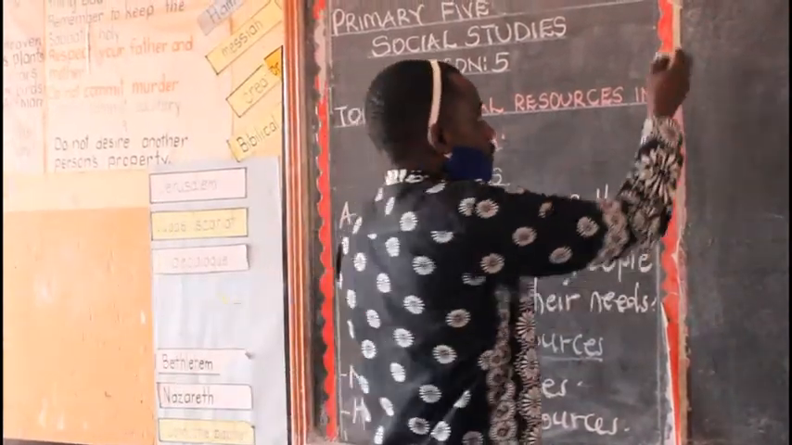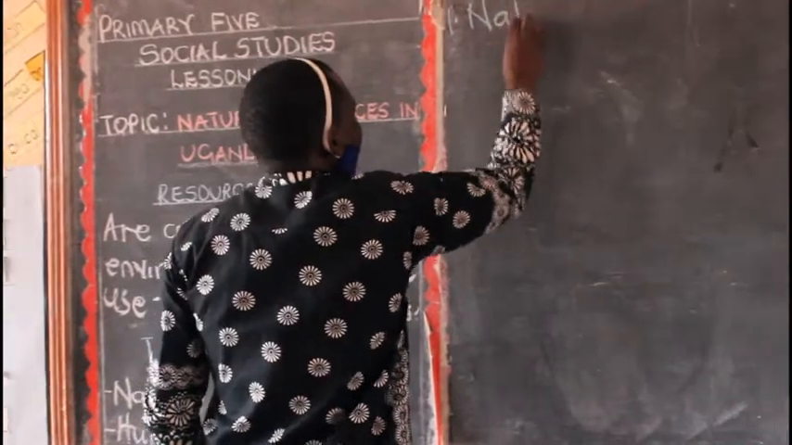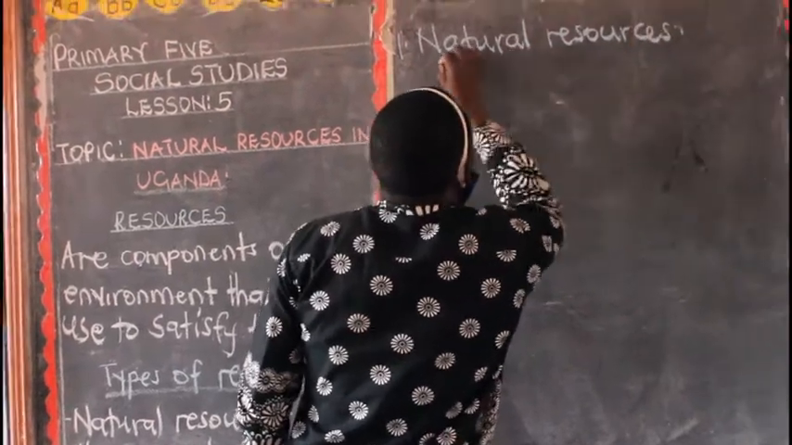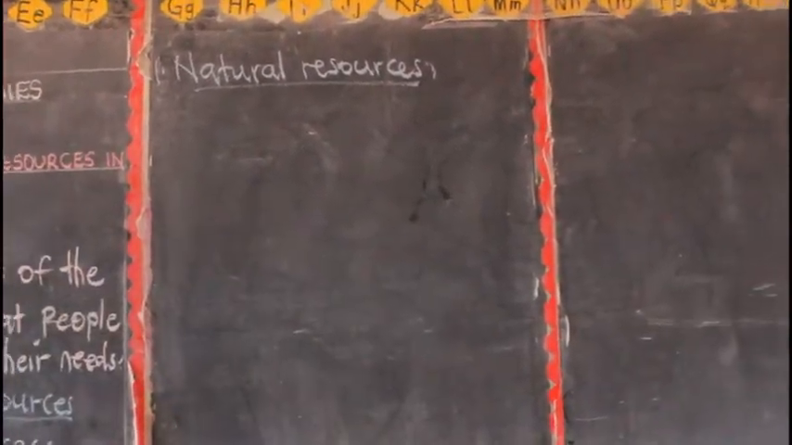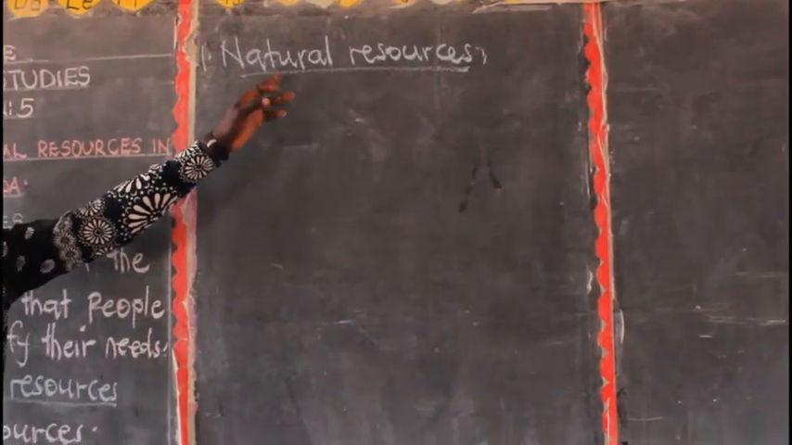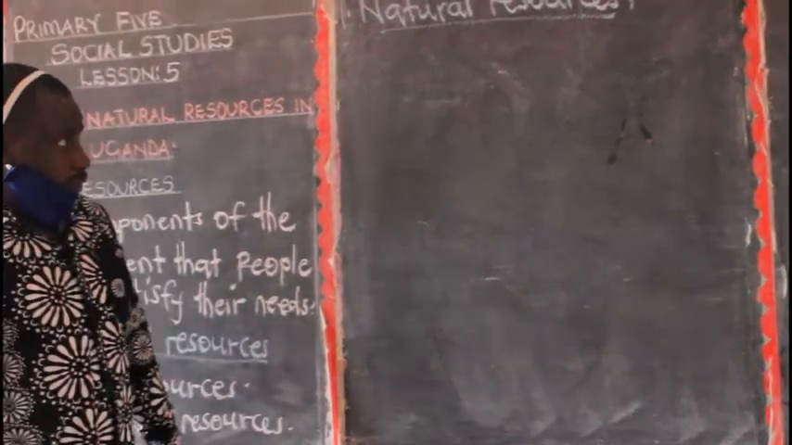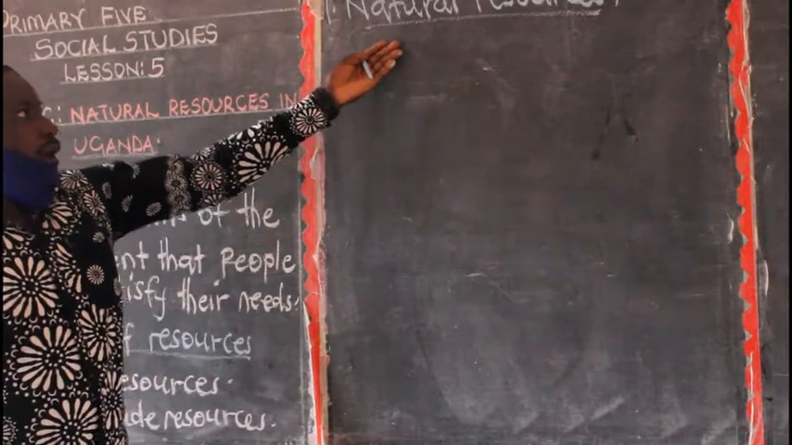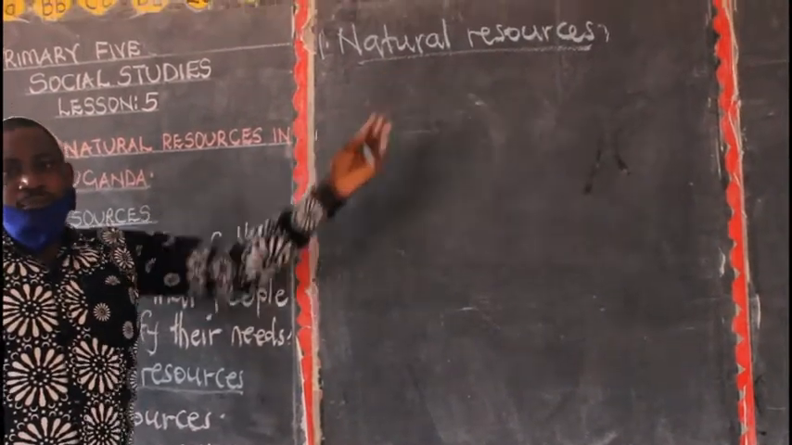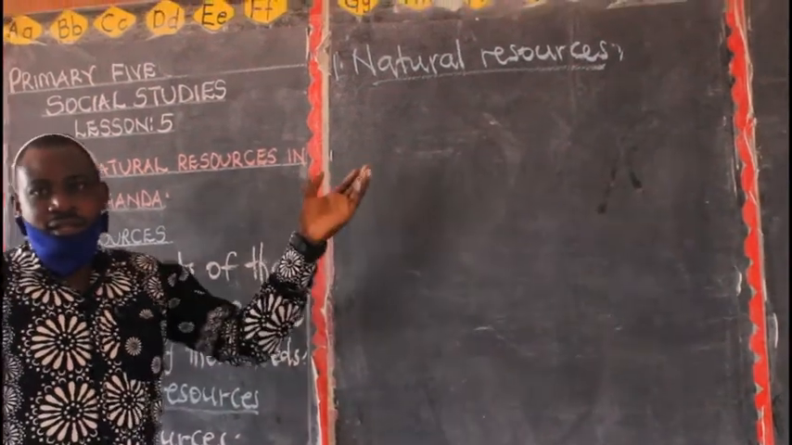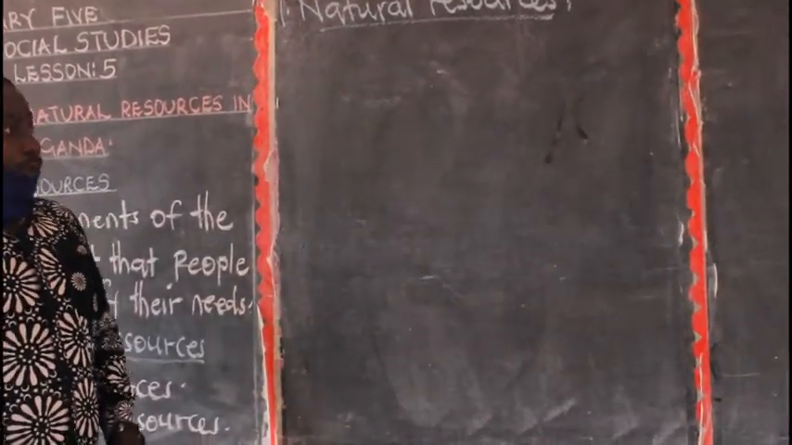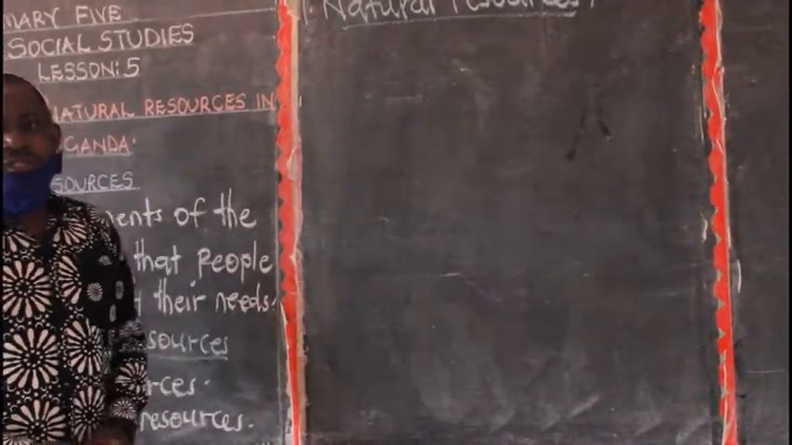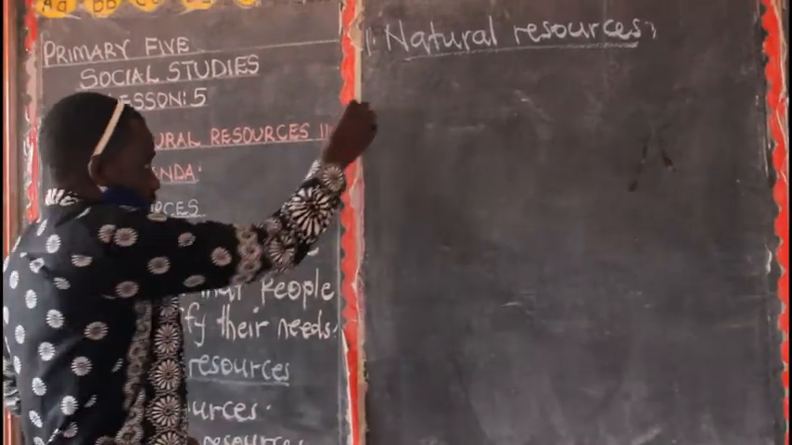Now you can look at the first type of resource, which is the natural resources. So they can ask you what are natural resources. Natural resources are components of the environment that people use to satisfy their needs, and they exist on their own. Or you can say that natural resources are things in the environment that people use to satisfy their needs and exist on their own.